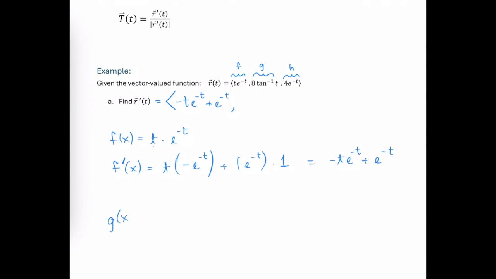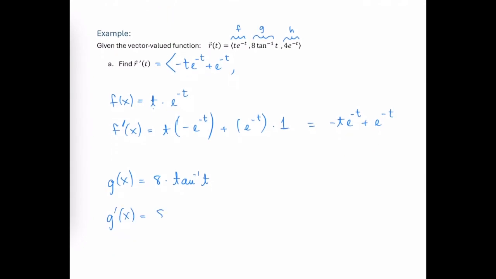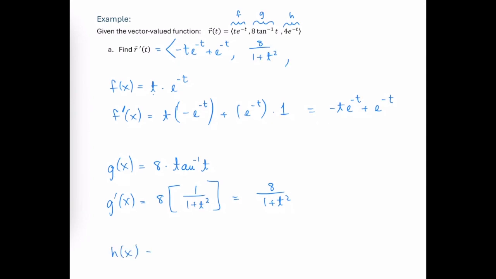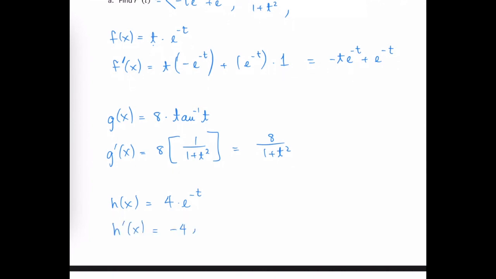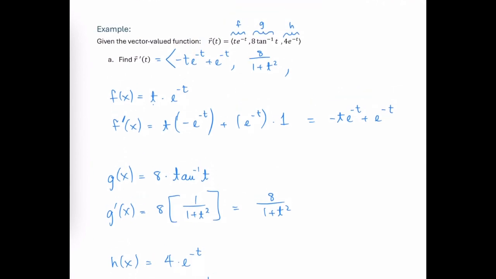Now, in order to determine the second component of the derivative vector, we need to look at the g function, which is 8 times the inverse tangent of t, and consider its derivative. The derivative of inverse tangent is going to be 1 over 1 plus t squared. So let's put this together. That'll be 8 over 1 plus t squared, and that's going to be the y component of my derivative vector. Now let's look at the z component of the original vector valued function, which is 4 times e to the negative t, and its derivative is going to be negative 4 times e to the negative t after the application of the chain rule. So that is our z component of the derivative vector, negative 4 e to the negative t, and we have completed part A.